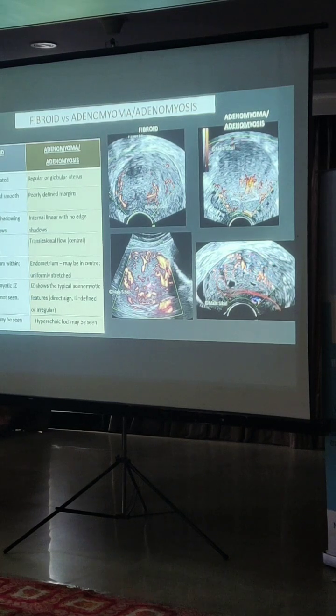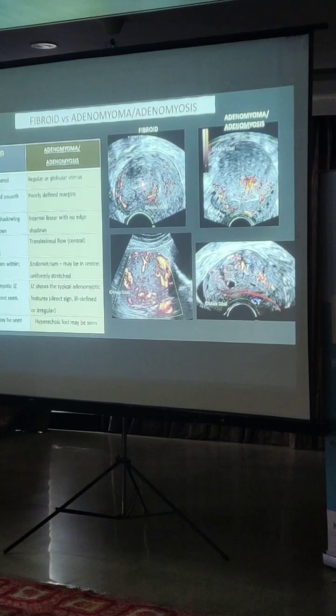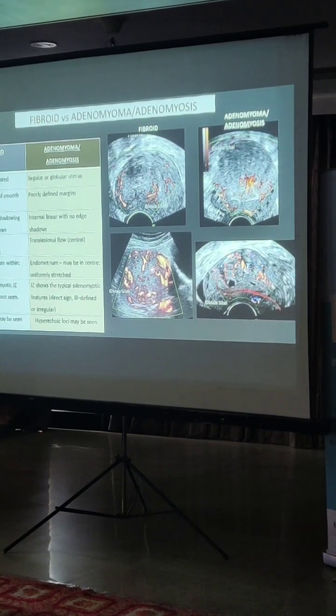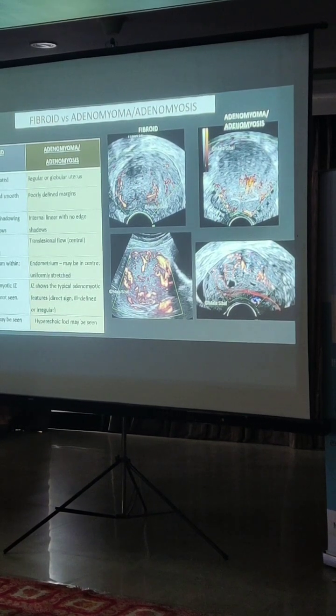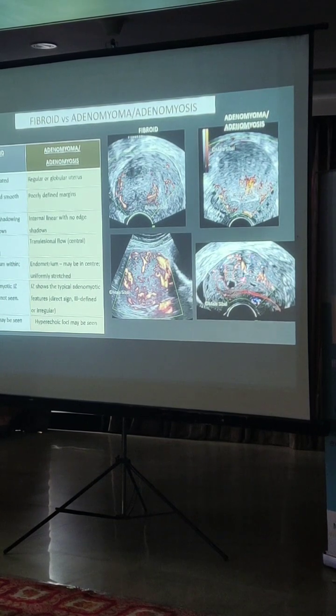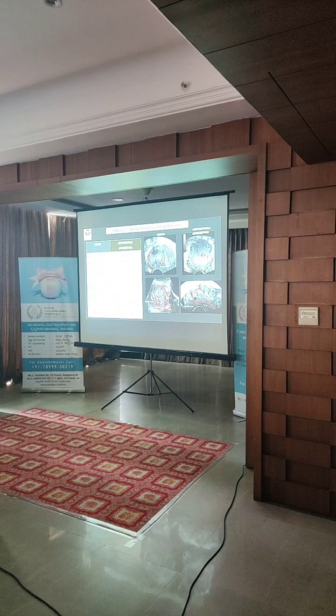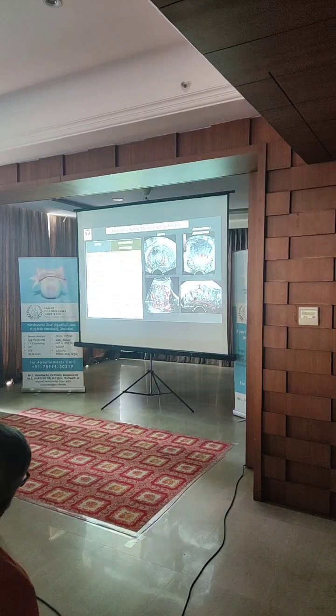So is there some way of finding out the difference between intralesional flow in a fibroid and in an adenomyoma or adenomyosis? In a fibroid, you may see it in any direction, but in an adenomyoma or adenomyosis, it is directed towards the endometrium. So there is some difference even in the intralesional flow between an adenomyoma and a fibroid.